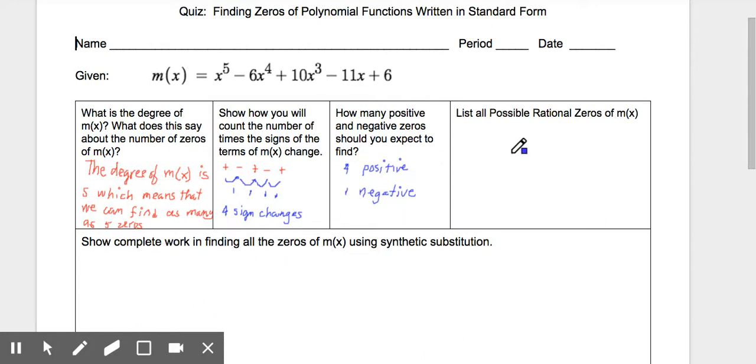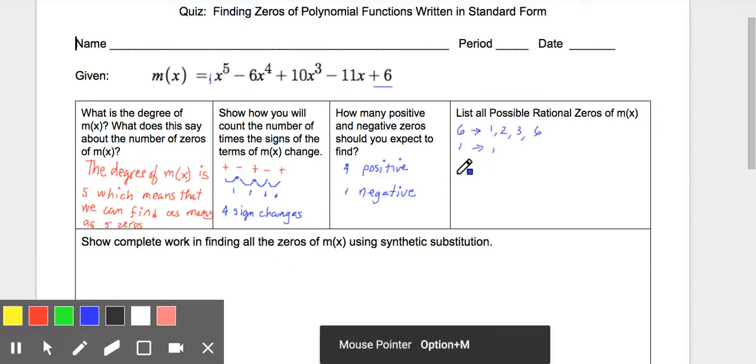Now list all the possible rational zeros of m of x. To list the possible zeros of m of x, we need a constant term, which is 6. And we list all the factors of 6, which are 1, 2, 3, and 6. Also, we list the factors of 1, which is simply 1.